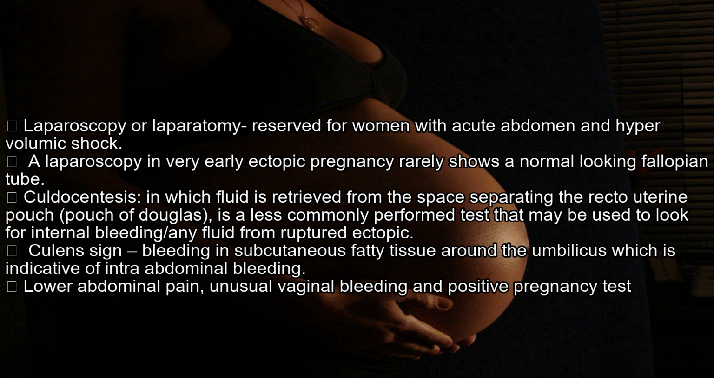Culdocentesis, in which fluid is retrieved from the space separating the recto-uterine pouch of Douglas, is a less commonly performed test that may be used to look for internal bleeding or any fluid from a ruptured ectopic. Cullen's sign is bleeding in the subcutaneous fatty tissue around the umbilicus, which is indicative of intra-abdominal bleeding. Also lower abdominal pain, unusual vaginal bleeding, and a positive pregnancy test.